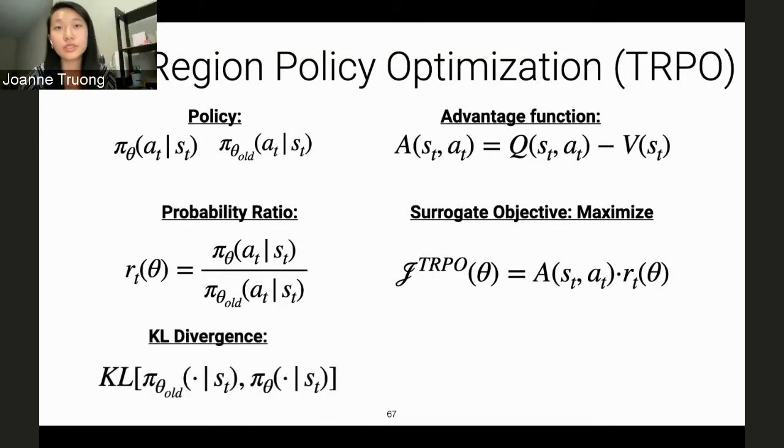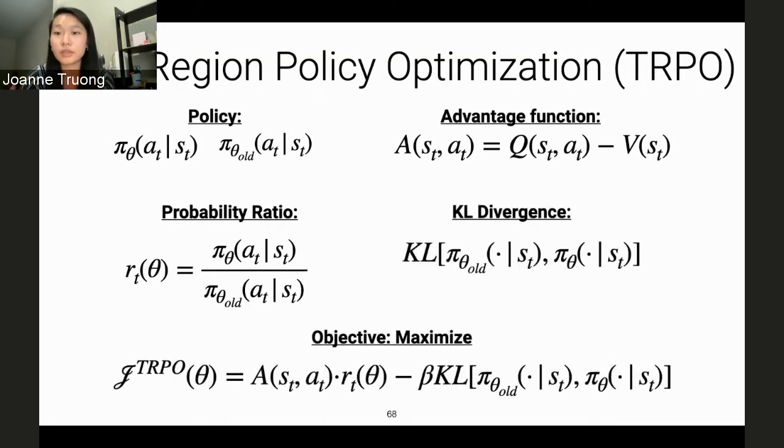So in addition to this probability ratio, the authors also introduced a KL divergence term. This KL divergence term basically measures how different the previous policy distribution is from your current policy distribution, and we want to discourage updates that will cause the current policy to be too different from the old policy. If we combine both of these, we get the full objective of TRPO, which is just the subtraction of these two terms: the advantage times the probability ratio minus beta times KL, the KL penalty.